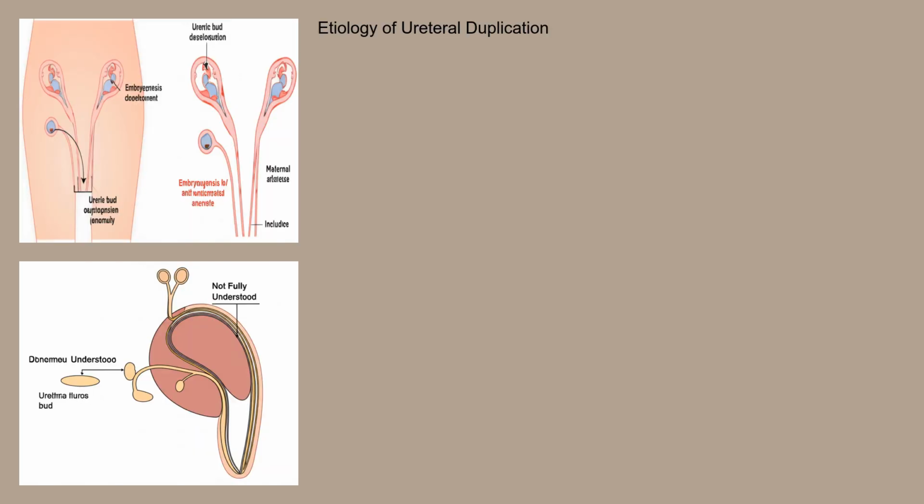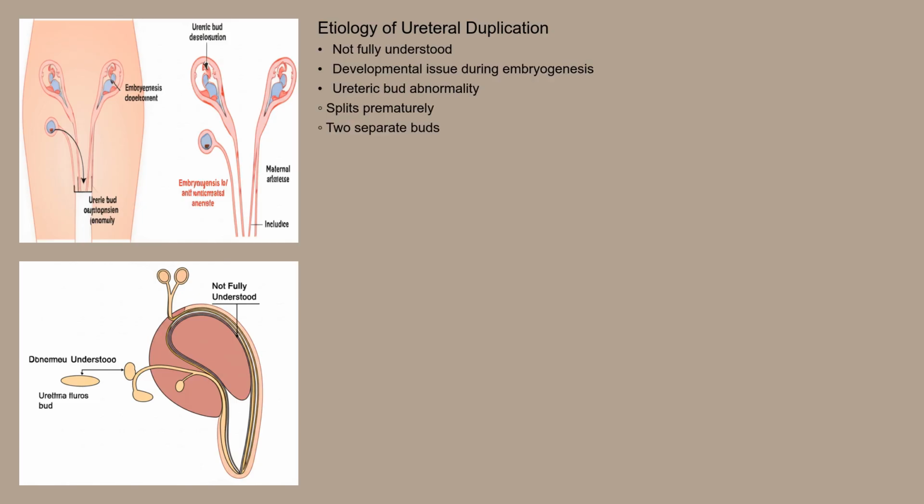The exact cause of ureteral duplication is still not fully understood, but it's generally believed to be a developmental issue during embryogenesis. Specifically, it's thought to stem from an abnormality in the ureteric bud, which is a structure that eventually forms the ureter. Instead of developing into a single ureter, this bud either splits prematurely or gives rise to two separate buds. Genetic factors are also suspected to play a role, though specific genes haven't been definitively identified. It's not caused by anything the mother did during pregnancy. It's simply a developmental variation.